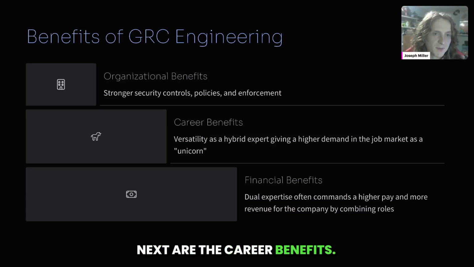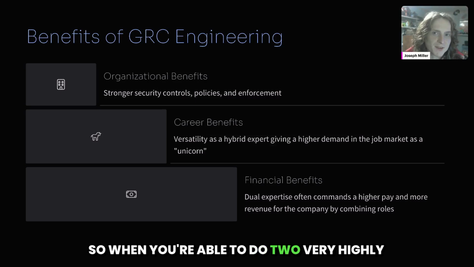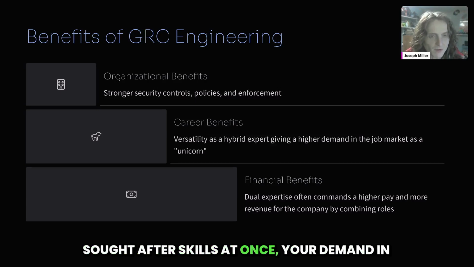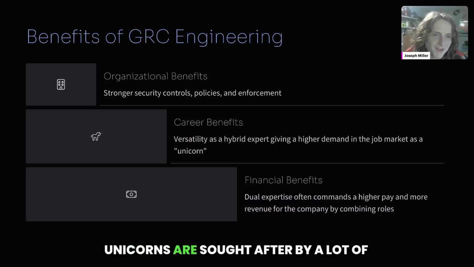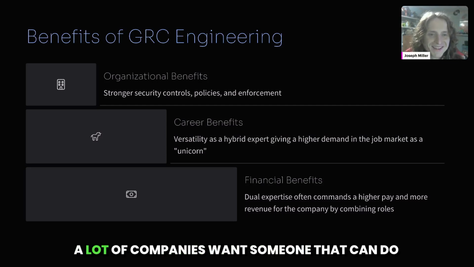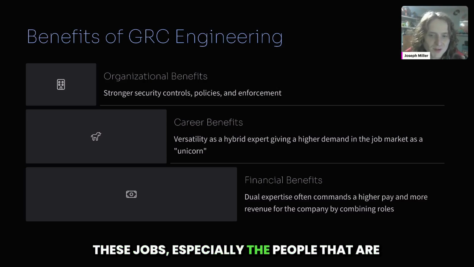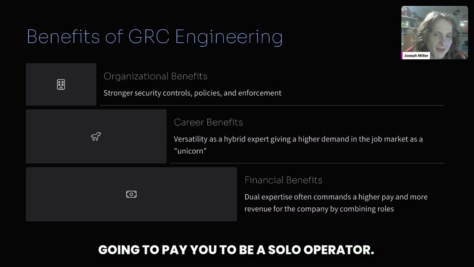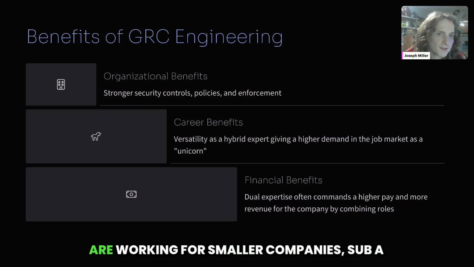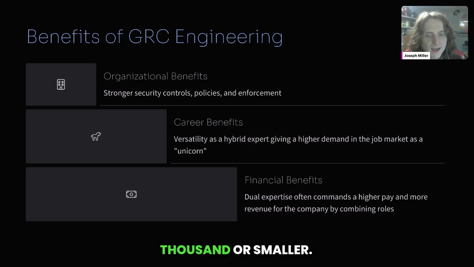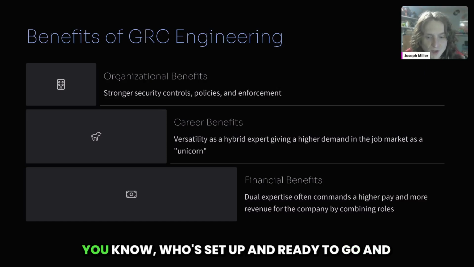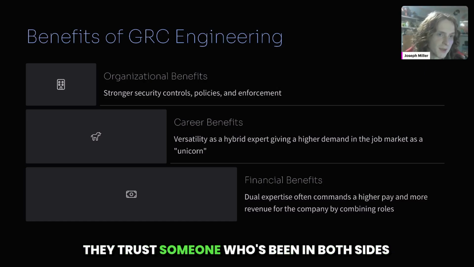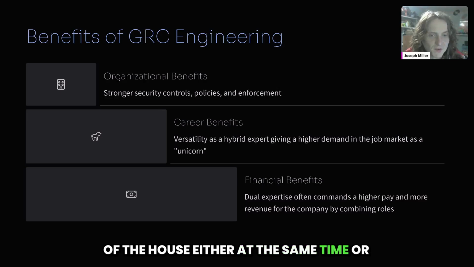Next are the career benefits. When you're able to do two very highly sought after skills at once, your demand in the job market grows and you become what's known as a unicorn, right? Unicorns are sought after by a lot of people in the industry. A lot of companies want someone that can do these jobs, especially the ones that are going to pay you to be a solo operator. That's because solo operators typically work for smaller companies, sub 1,000 or smaller. It can get up pretty high too, which isn't ideal. Typically they're going to want to make sure that they have someone who's set up and ready to go. And they trust someone who's been on both sides of the house, either at the same time or separately before.